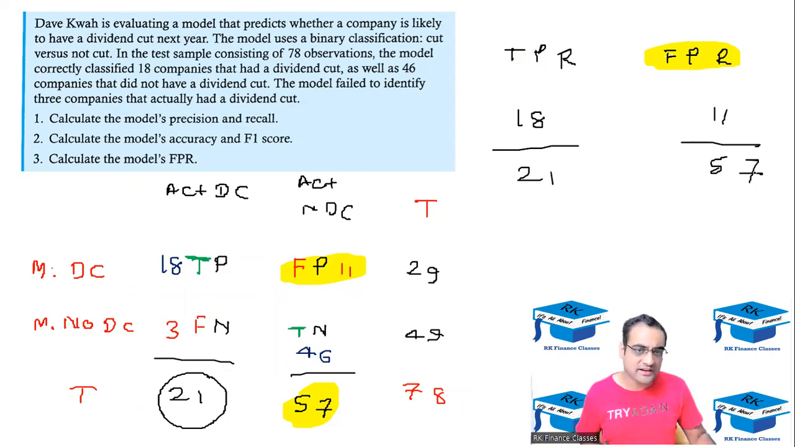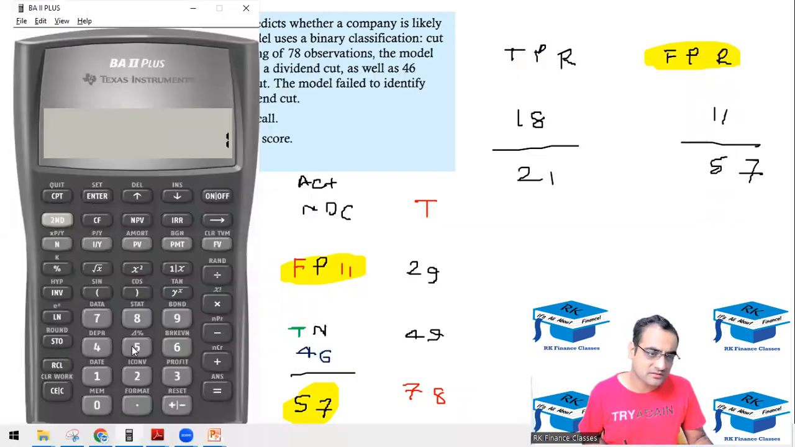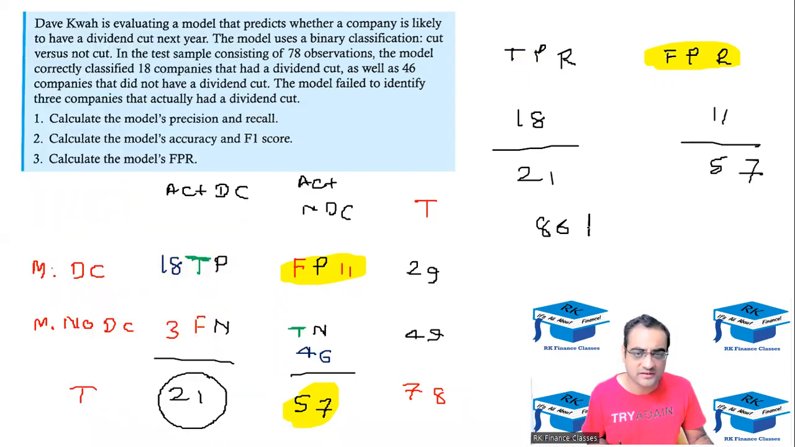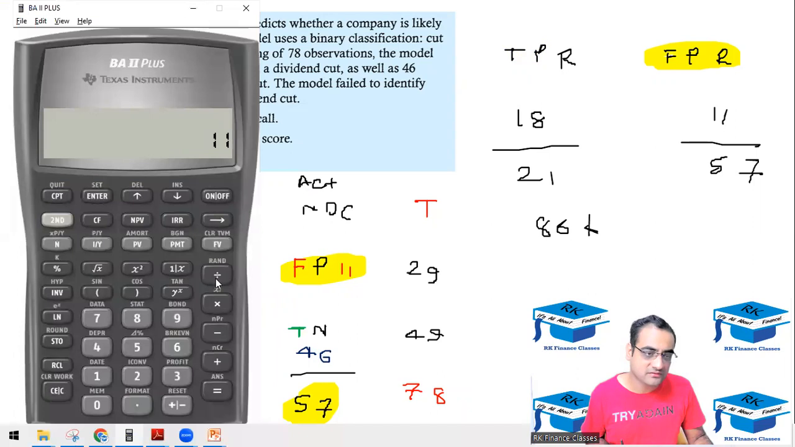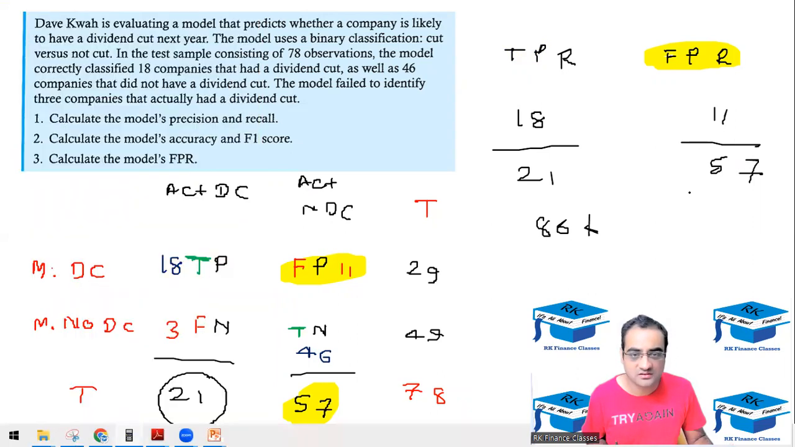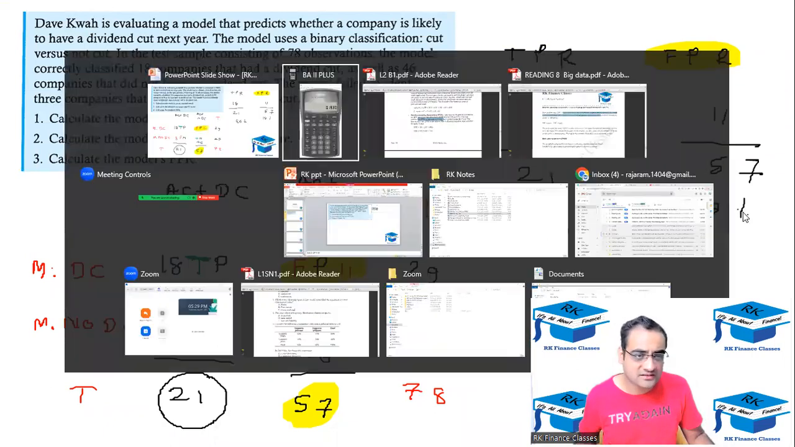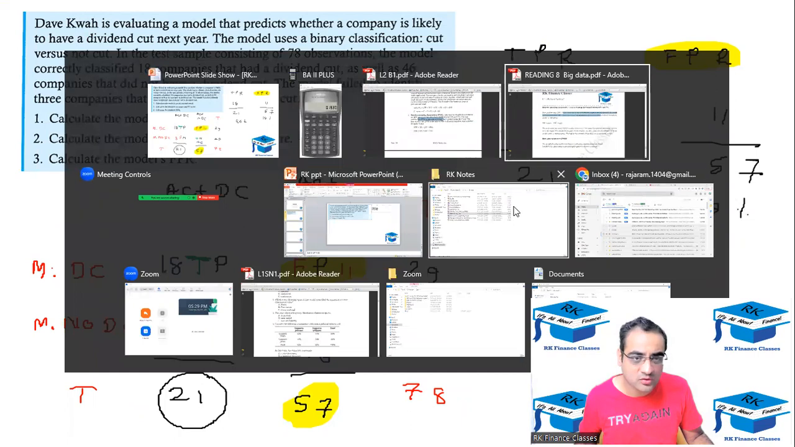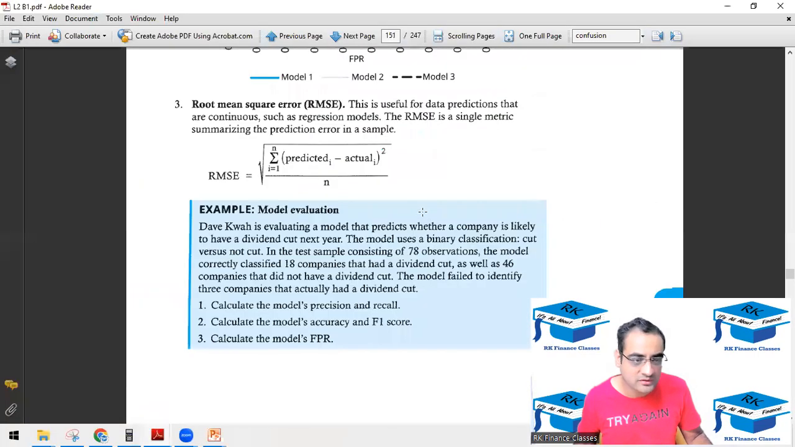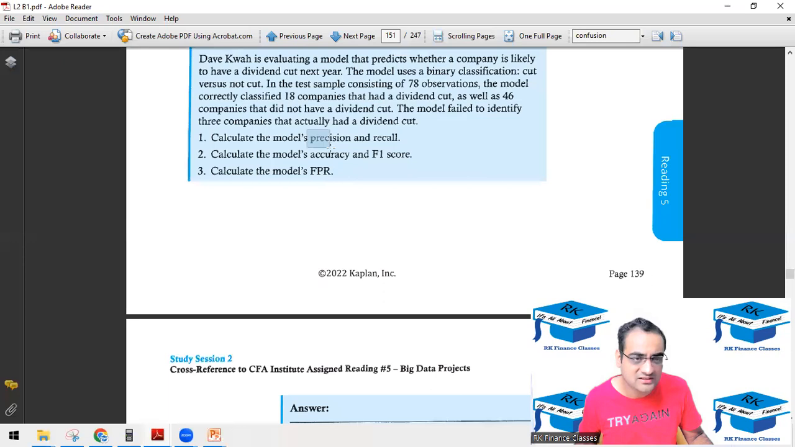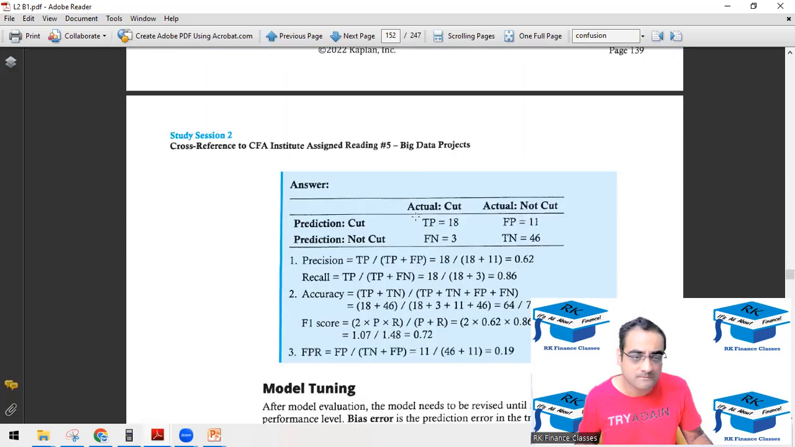Okay, so let's calculate 80 divided by 21. Already we had 86%, I think 86%, 85.71, and 11 out of 57 is 19.30%. Okay, so let's check the answers once. There's one more question in the model quiz which I'll look at, but let's look at this first. Precision was about 62%, recall was about 86%. So precision 62, recall 86.